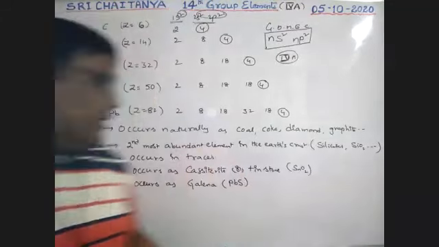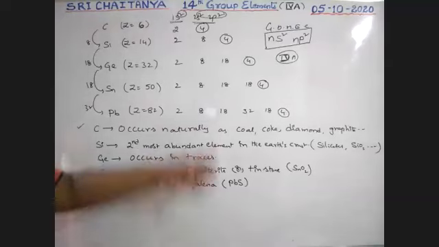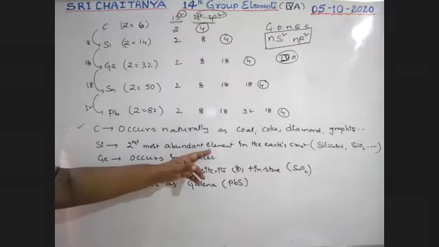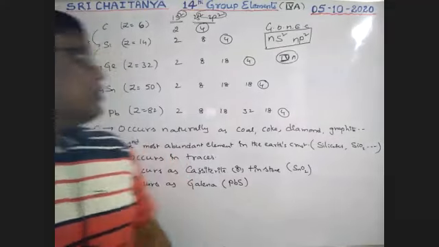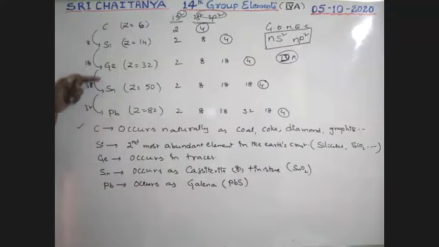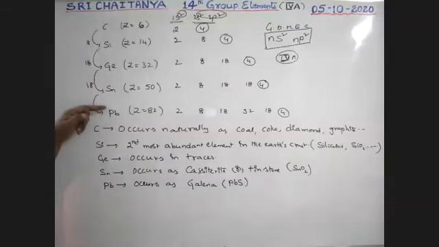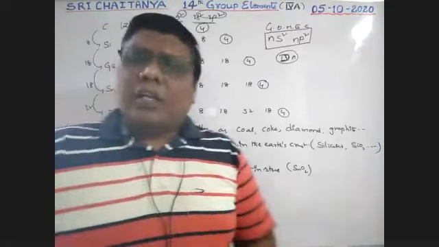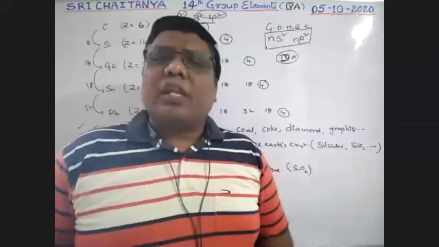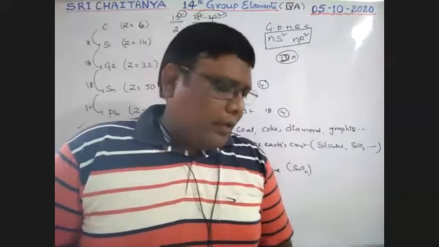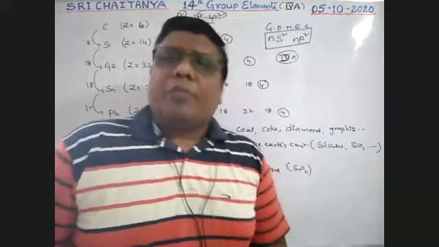Among all these elements, germanium is in trace amounts. Trace means very little, very minutely available. Ge means germanium. So see here: carbon, silicon, germanium, stannum, tin, lead, plumbum. Now, what are the general properties? Now, physical properties.